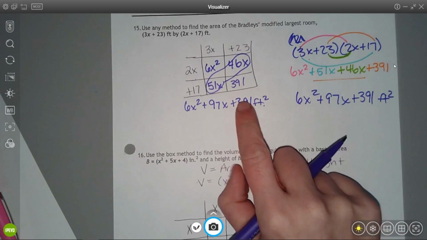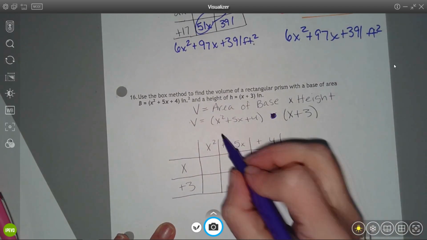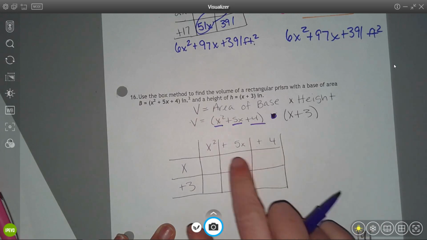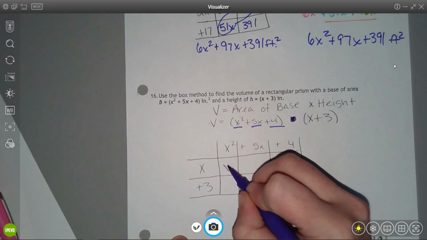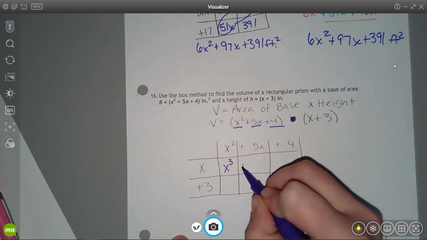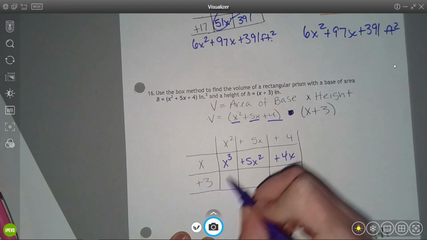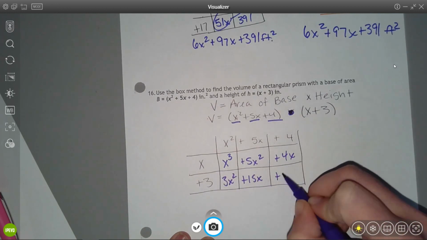We are going to do the same thing as the box method, but instead of just two terms, we have x squared plus 5x plus 4. We have three terms. So my box is going to be a 3 by 2. And right up here, x times x squared is x to the third plus 5x squared plus 4x. Come down here, I get a 3x squared plus 15x plus 12.